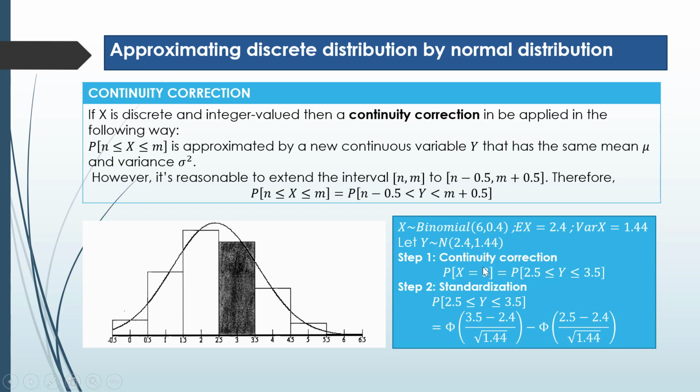So after you finish the continuity correction, you are going to use standardization, because the general normal distribution is not the standard normal distribution. So we need to use standardization. This is basically phi of (the upper bound minus mu) over sigma, minus phi of (the lower bound minus mu) over sigma, and then you can use the z-score table to find the answer. So that's how you approximate a discrete distribution by using the normal distribution.